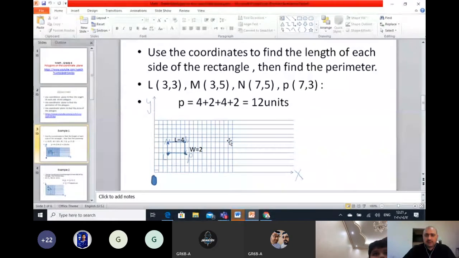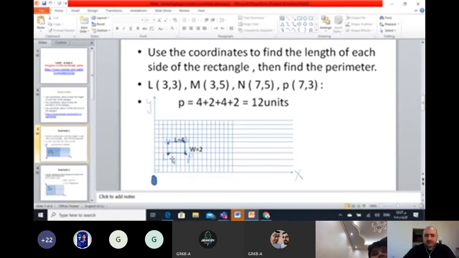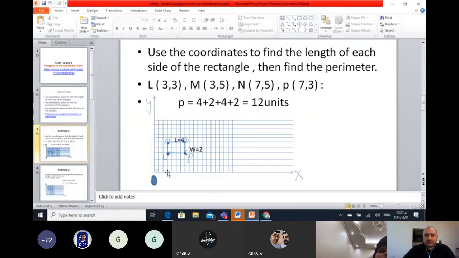The coordinate plane, as you know, includes the x-axis and y-axis. The first point here we have 3 in x and 3 in y. So start from the x. This is 1, 2, 3. Then go up 3, 1, 2, 3. So this is the first point, L.